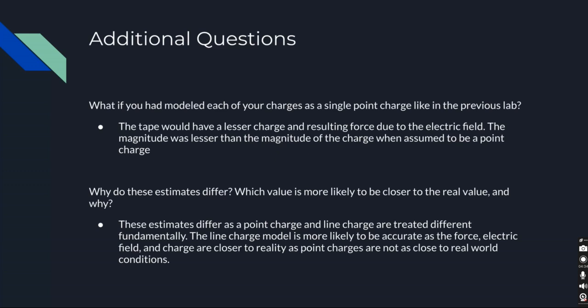And why do these differ? This is because, like I said, point charges are simulated. There's nothing around them, and a line charge is spread out over an area, which would make it more realistic of the two, because in real life, point charges aren't necessarily a thing, and the line charge would be closer to what you expect and actually see.